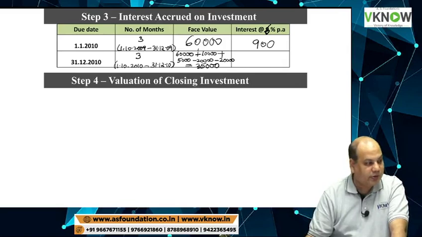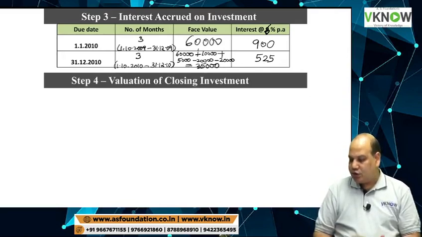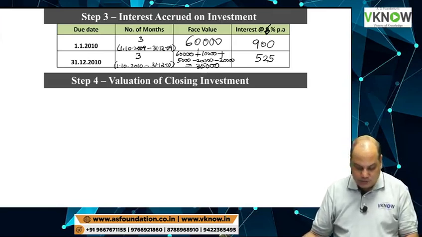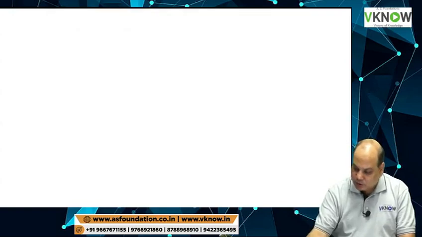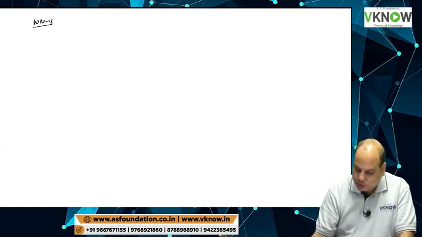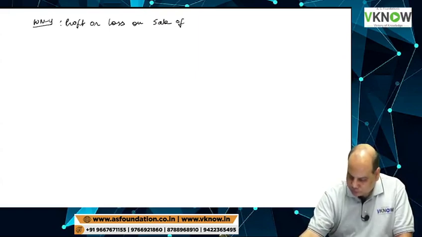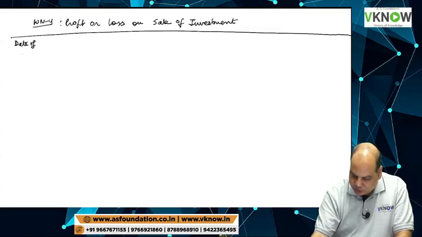35,000 into 6% into 3 by 12 is 525. 525 is right. Okay. Up to this you have done? Yes. Now write down working note number 4, that is profit or loss on sale of investment. First column, write date of sale. Next column, write sale value.